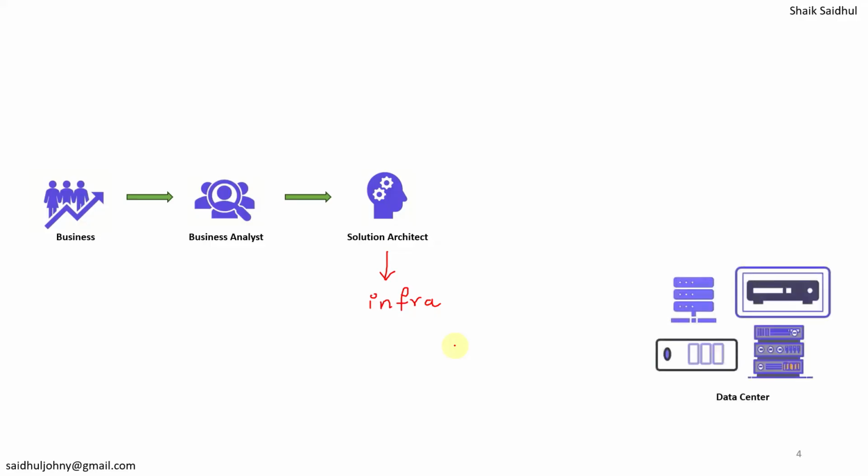So at that time, the organizations used it to maintain their own data center. In the data center, the infrastructure is available. The hardware is available in the form of a rack and stack.